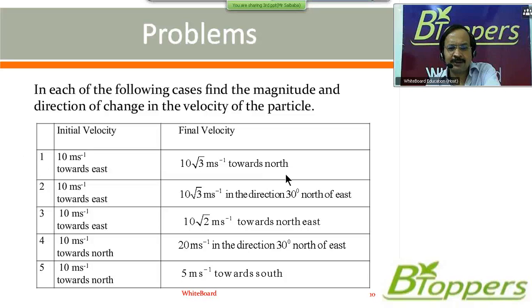You can first copy down these problems in your notebook or on a paper, and you can first try to work out these problems yourself. You can follow the graphical method which I explained in my previous class for finding the difference of two vectors. The same graphical method you can follow here.